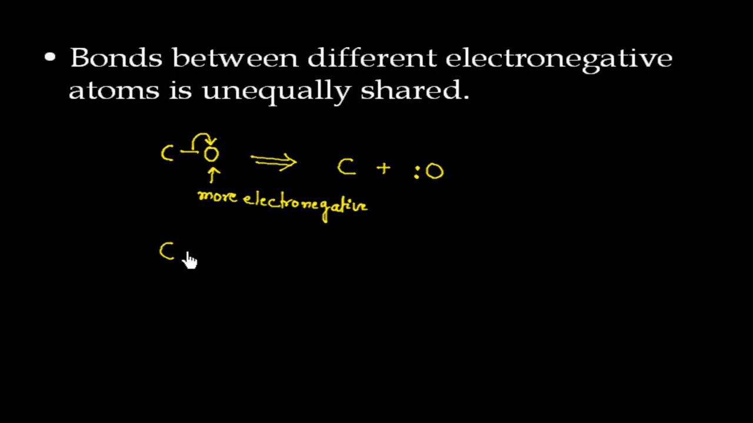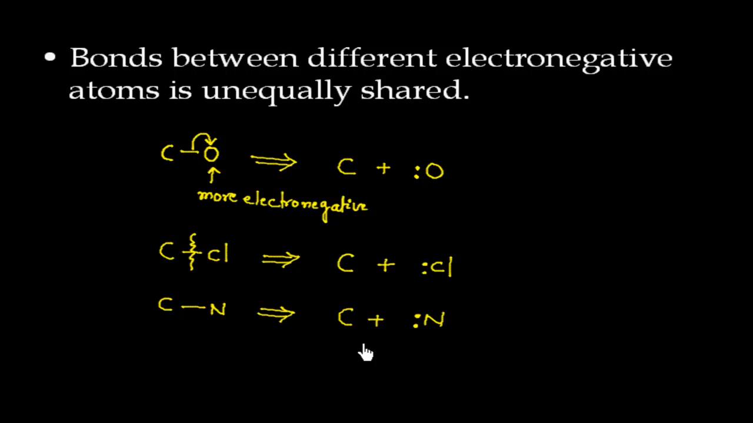Similarly, if I have carbon and chlorine, chlorine is more electronegative. So if I break this bond, the bond will not be equally shared. Chlorine is more electronegative, so these two electrons will go to the chlorine. So carbon will get no electrons and chlorine will get two extra electrons. If I have carbon and nitrogen, same idea, nitrogen is more electronegative. Carbon will get none of the electrons and nitrogen will get two electrons.